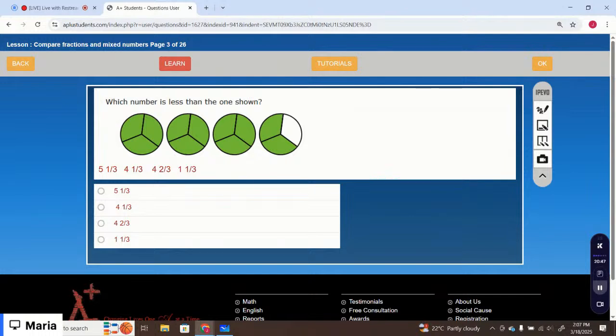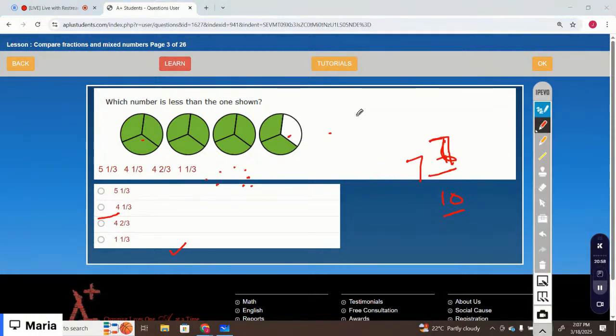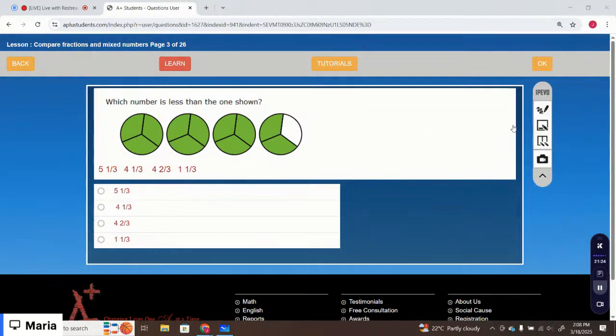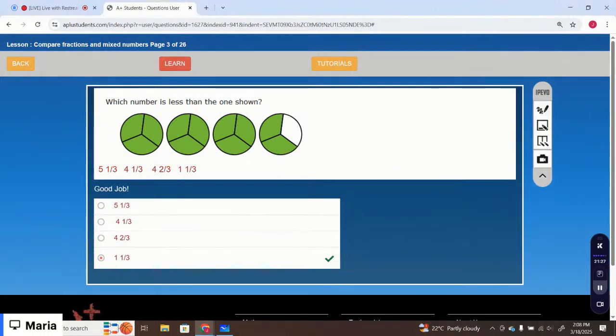Which number is less than the one shown? Okay, let's just see. So the number that is shown is 3 whole 2 over 3. You have to find the number that is less than 3 whole 2 over 3. So which is the correct option? You have 5 whole 1 by 3 greater, 4 whole 1 by 3 greater. Just look at your whole numbers. 5 is greater than 3, 4 is greater than 3. So the only number that is smaller is 1 whole 1 over 3. Very good. The last option it is. Option number 4 is the correct option.